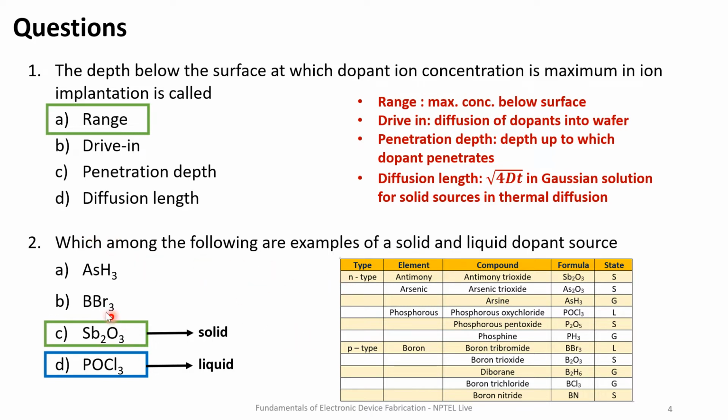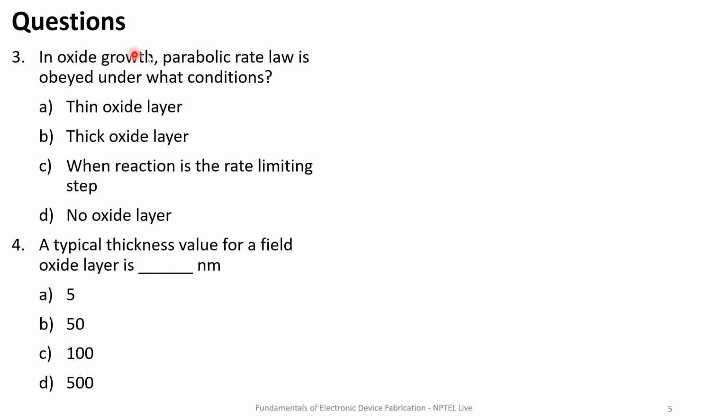I hope you get it. More than one option will be correct. So you need to specify like BBr3 is a liquid, Sb2O3 is a solid, POCl3 is a liquid. Here gas is not mentioned, so we won't consider option A. Okay, so now we will move on to the next question.